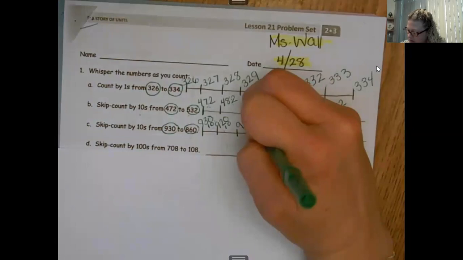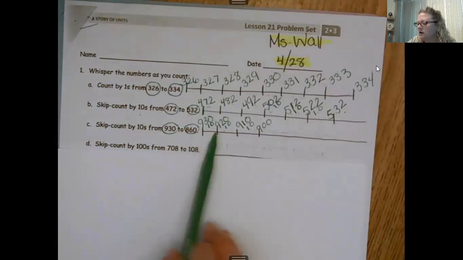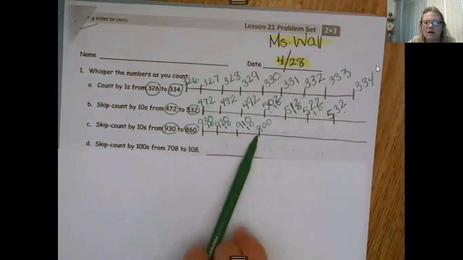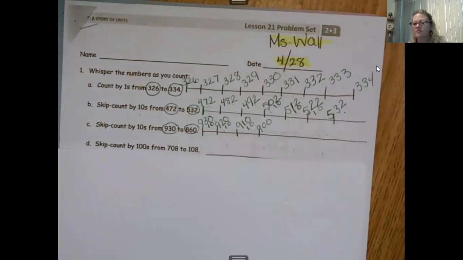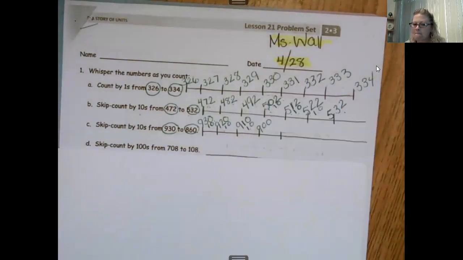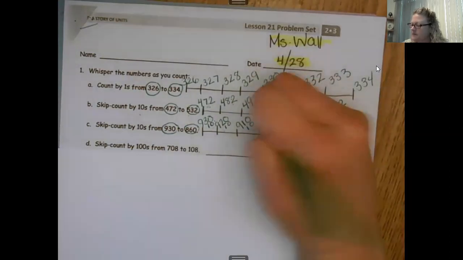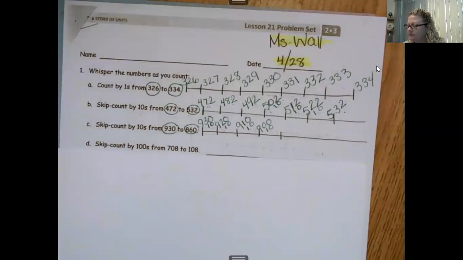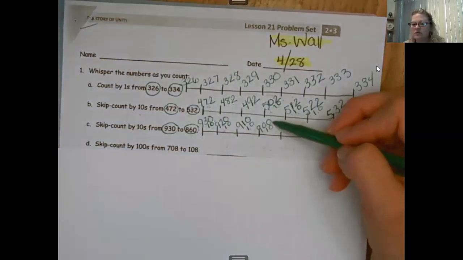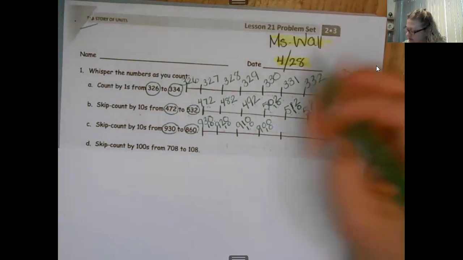Very good. So let's read what our answers are so far. 930, 920, 910, and 900. All right, here comes the tough part. Make your next tick mark. Put your 10. And let's look at the ones place. 0 take away 0 is 0.